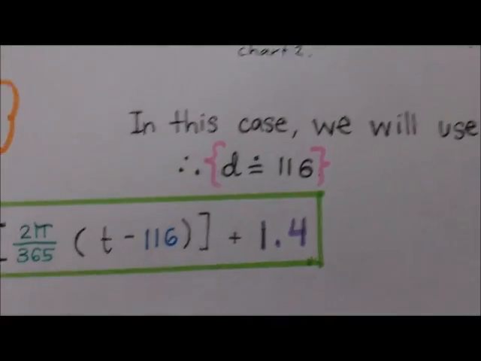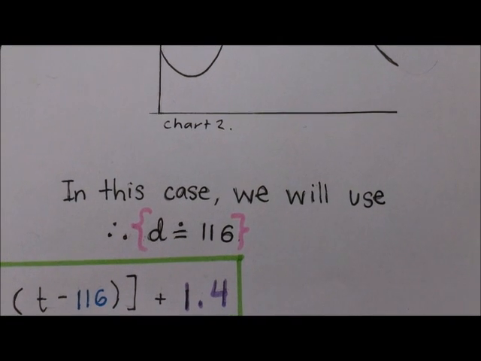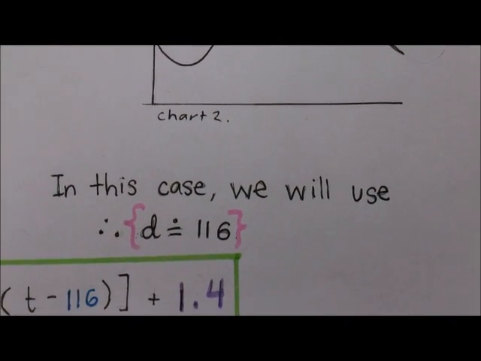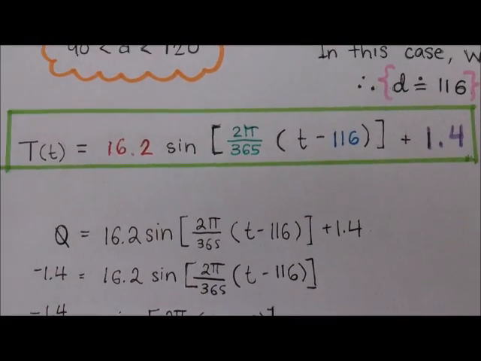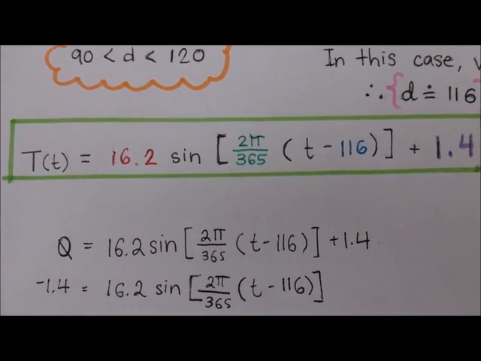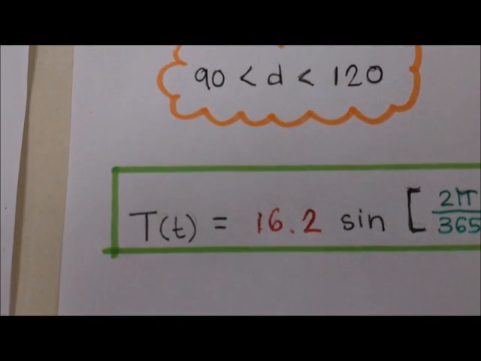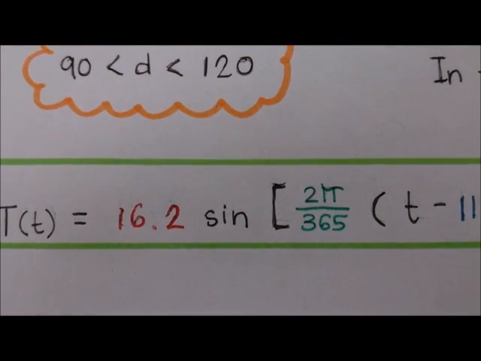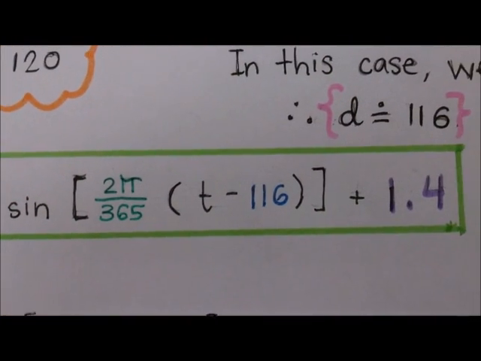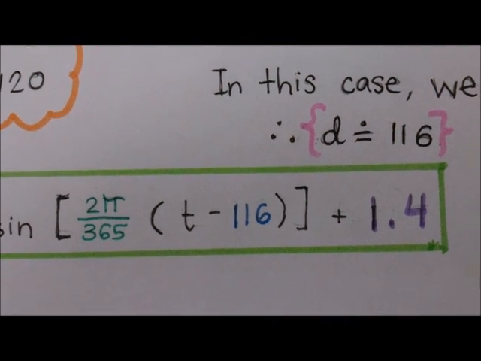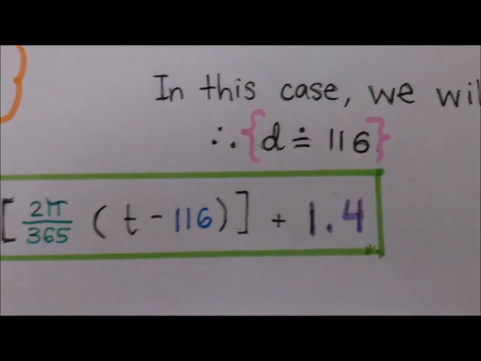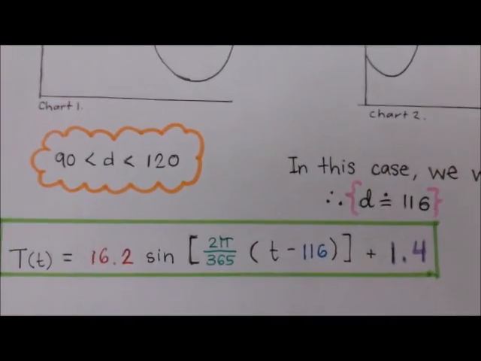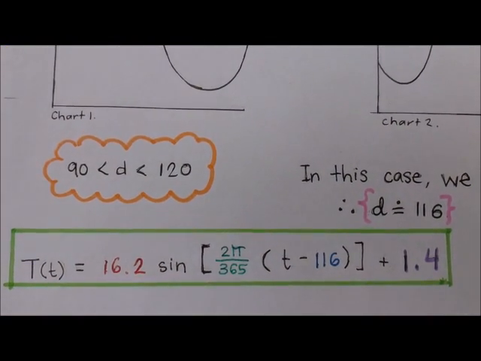In our case, though, we are going to use D equals approximately 116 because we have found it to be the closest. We have now found all the variables, and we plug it into the model equation to get T equals 16.2 sine 2 pi over 365 T minus 116 plus 1.4. And we have solved the first part of the question.